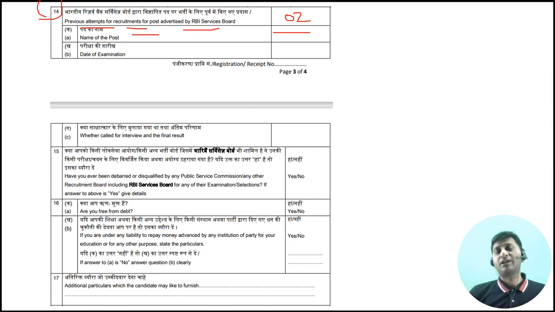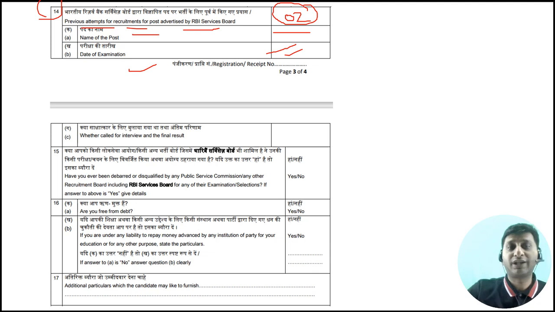If you have given one, write the name of that one and the date of examination. So if here you would have written two, in total 2 times you have attempted the exams conducted by RBI Services Board, then give both the dates here, right? Don't just give the latest date. Whatever number is mentioned here, give all the dates here.